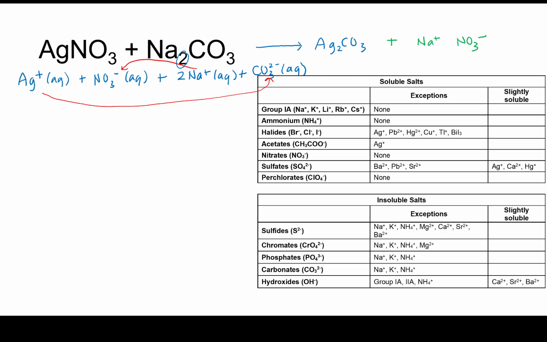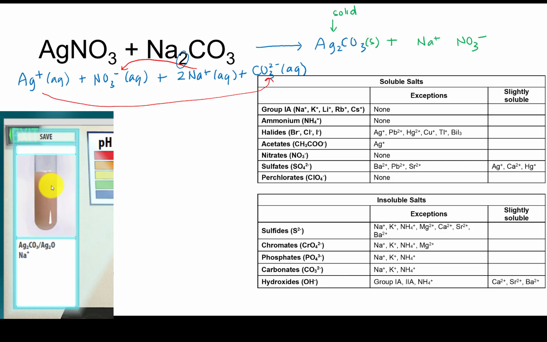All right, and if we look at our soluble salts and our solubility rules, we notice that this was a solid, which is what the tube told us is what formed. So we had silver carbonate, and if we look at the rules for carbonates, this is an insoluble salt, so carbonates are insoluble, so that's our solid. And that's the solid that was formed, because that's what the virtual lab told us.